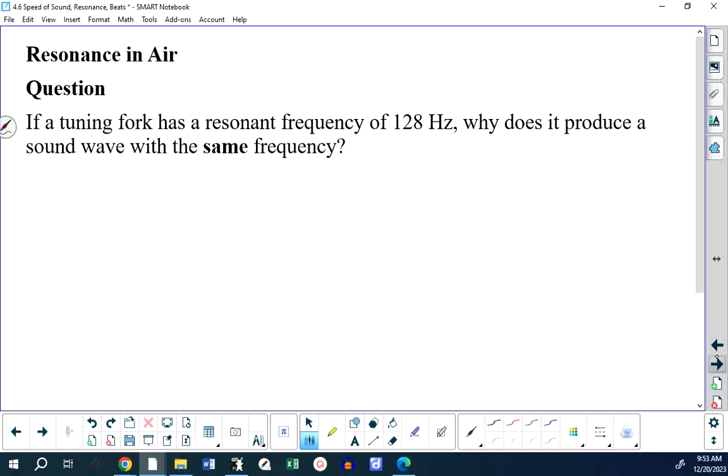So when I say a tuning fork has a resonant frequency of 128 hertz, we're learning right now in this question what that means. It means no matter, well, I shouldn't say no matter how much I hit it. I think the tines were hitting each other. That should still be good. It doesn't matter.